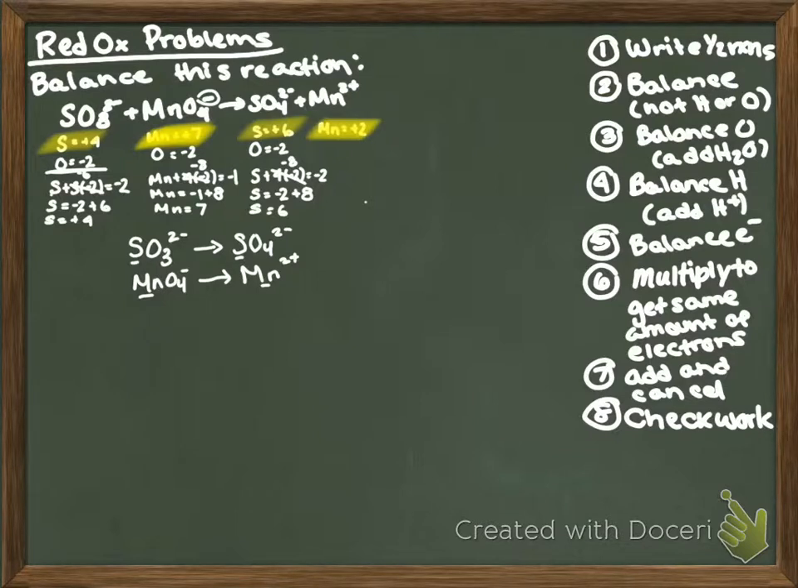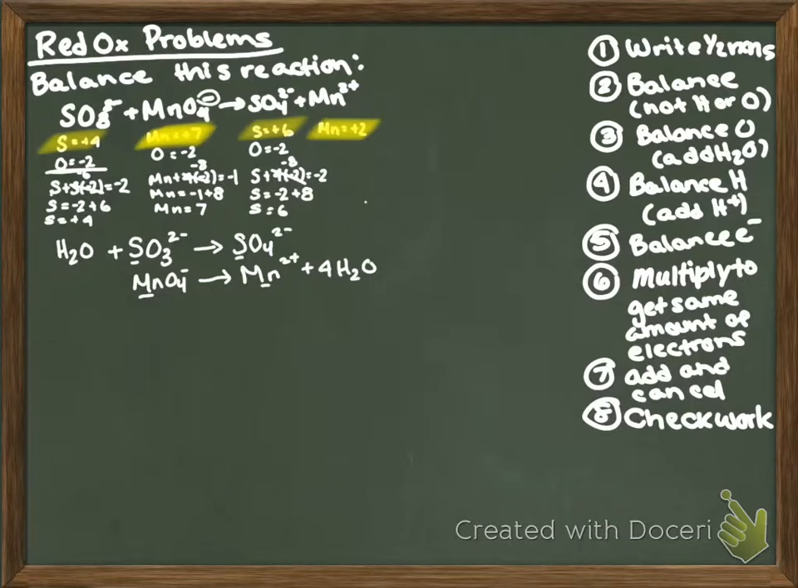Step 3 means that we're going to balance the oxygens by adding water. In our first reaction, we have 3 oxygens in the reactants, 4 in the products. What this is going to tell us is we need 1 more oxygen in the reactants, and the way we're going to do that is by adding on 1 water molecule to get 1 extra oxygen. And then for the second reaction, we have 4 oxygens on one side and none on the other side, so we're actually going to have to add on 4 waters here to be able to get the right number of oxygens.